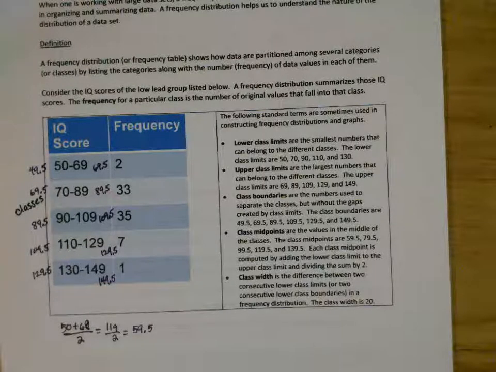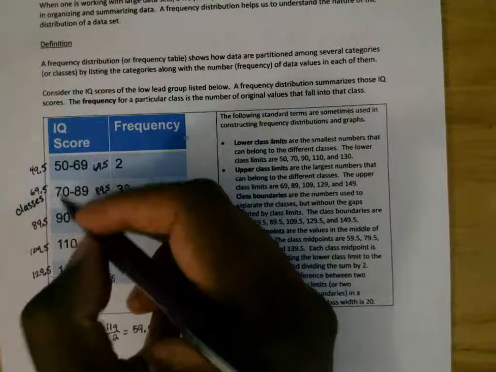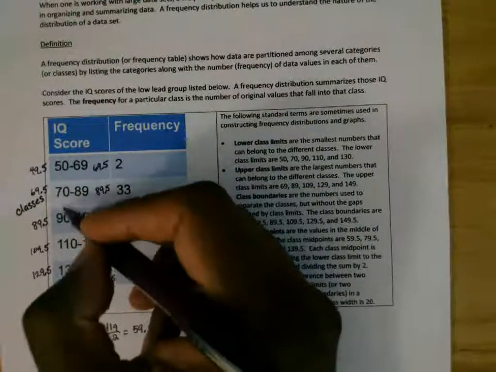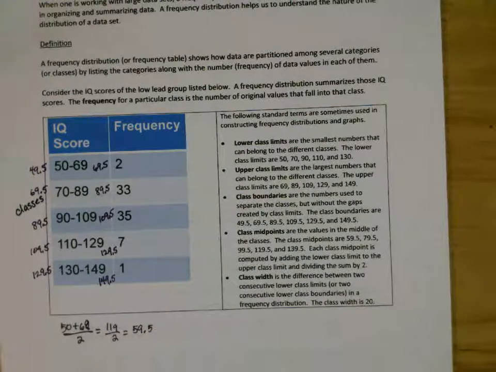And then finally, you have a class width. That's going to be the difference between two consecutive lower class limits, or it could be two consecutive lower class boundaries in a frequency distribution. So in this case, if I do 50 from 70, these are two consecutive lower class limits here. So 70 minus 50, that would give me 20. So the class width for this frequency distribution would be 20.